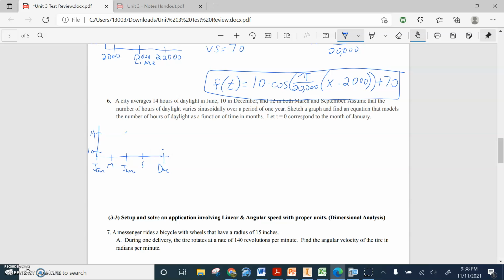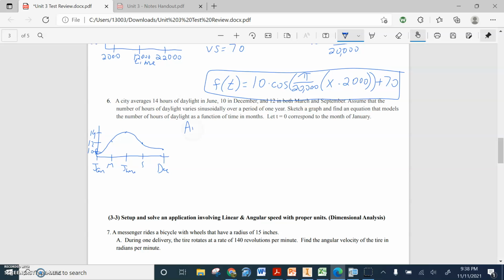Then it says 12 in March and September. So my midline here, 12 in March, September, and January. Oh, what does this say? Oh, it doesn't say anything. Okay, well, December to January, we're going to mark that as kind of that same point on the curve there. So what we have is up and down. Okay, sorry, it's the best I could do.